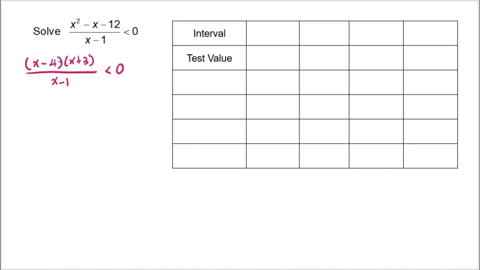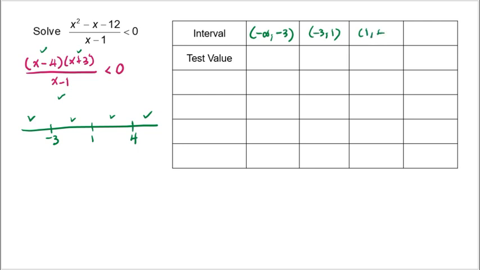So our critical values are at 4, -3 and 1. Ordered, we have -3, 1 and 4. Now we have 4 parts here: the first one, the second one, the third one, and the fourth part. Now we fill up the intervals first: from -infinity until -3, from -3 until 1, from 1 until 4, and the last one from 4 until infinity.